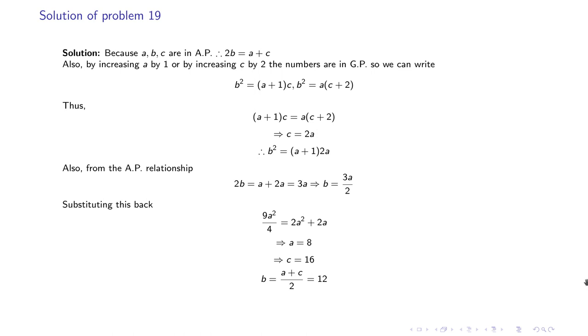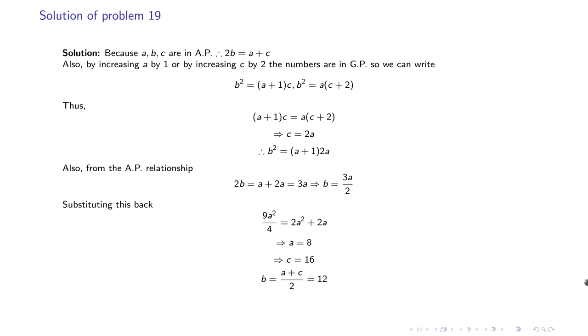So by increasing A by 1 or by increasing C by 2, the numbers are in GP. We first increase a by 1, so the terms become a plus 1, b and c, but these are in GP, so we can write that b square is equal to (a plus 1) into c. Now if we increase c by 2, then b square is equal to a into (c plus 2). Both these are the same b square, so (a plus 1) into c is equal to a into (c plus 2). Now this will make c equal to 2a, because ac will get cancelled. So c is equal to 2a.